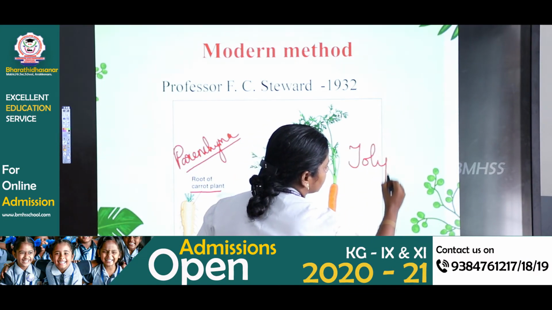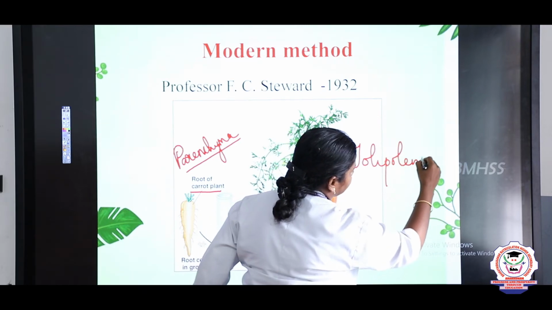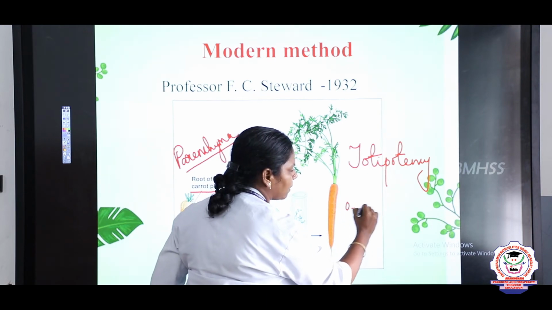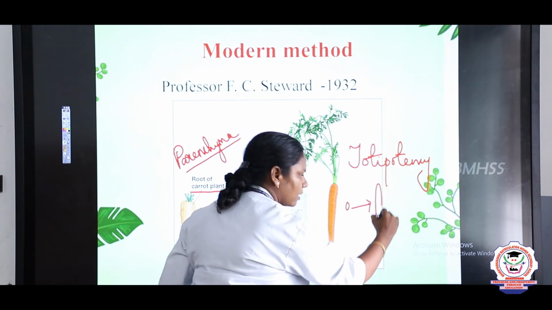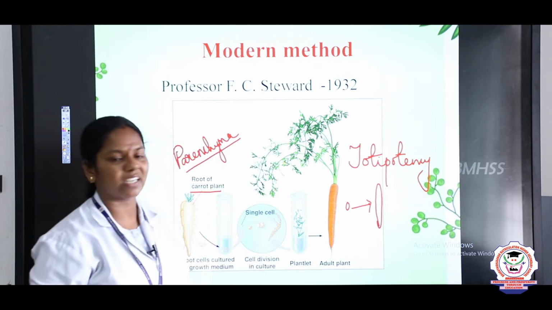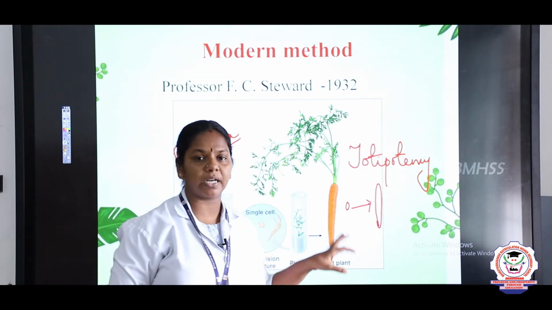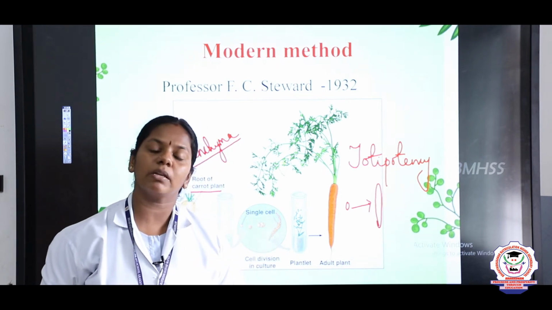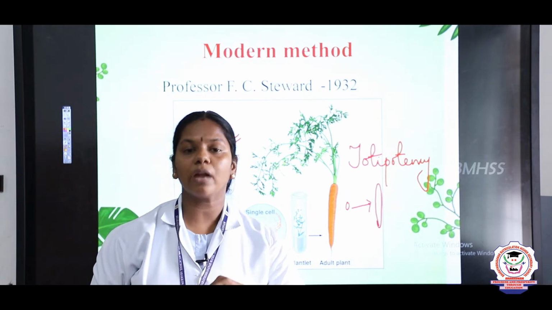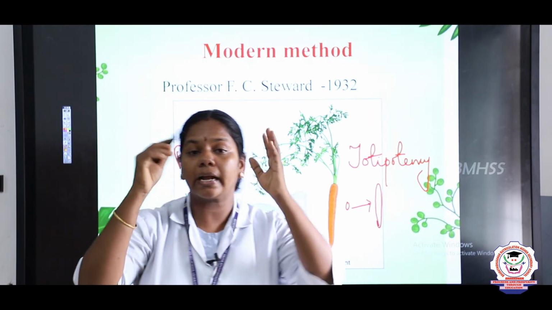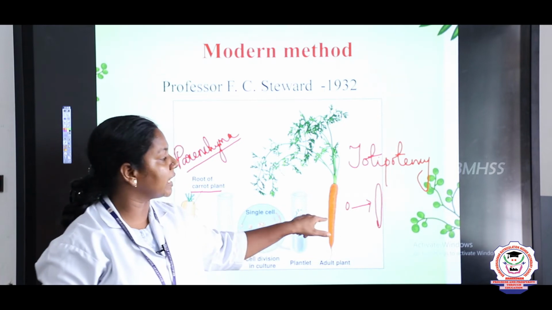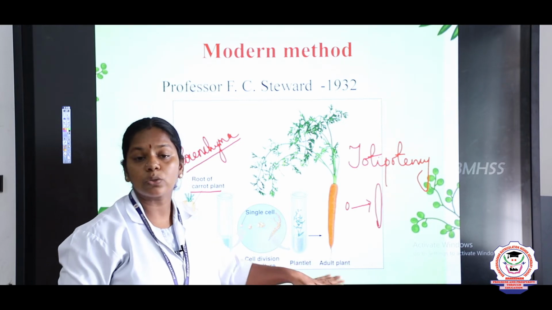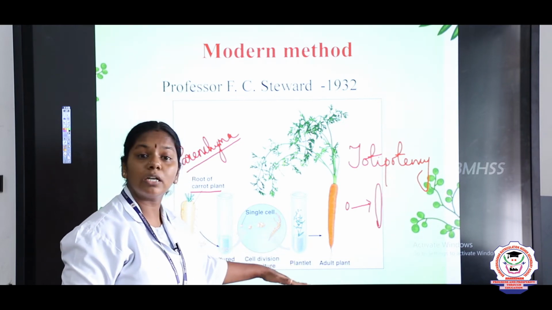What is totipotency, children? If a single cell is capable of producing the entire plant, it is said to be totipotent. Mostly plant cells are totipotent, but animal cells are pluripotent. What do you mean by pluripotent? For example, if they are storing stem cells, we can make only a few organs from them. We cannot make an entire individual. But in plants, a single cell is capable of producing the entire plant. So this is called totipotency.